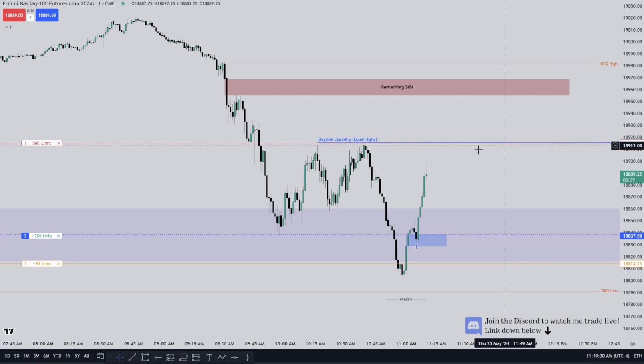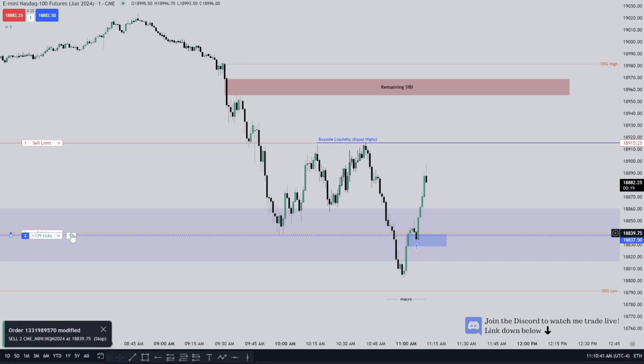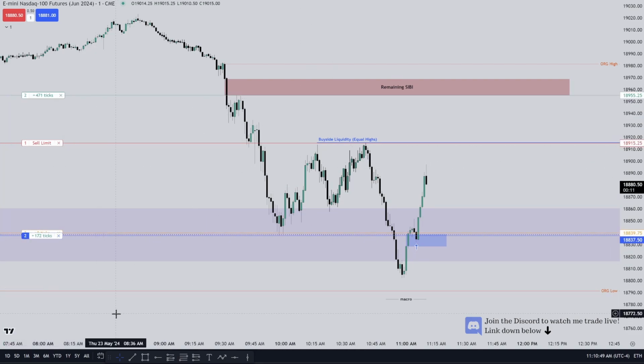All right, I'm going to move my stop to break even. We've displaced and taken out this short-term high. So I'm comfortable removing my risk now. And we're in a risk-free trade, which is my favorite part. Almost 500 ticks. Best case scenario target, not bad.